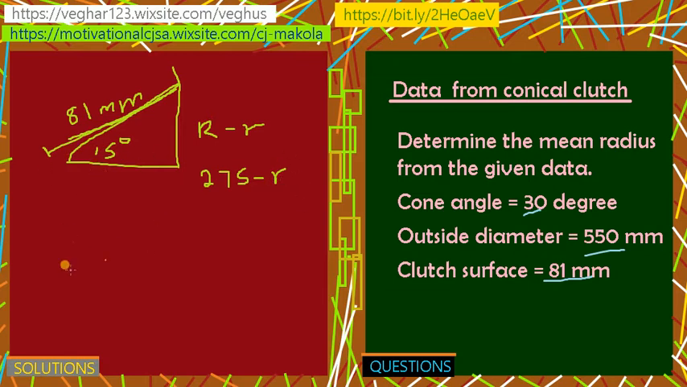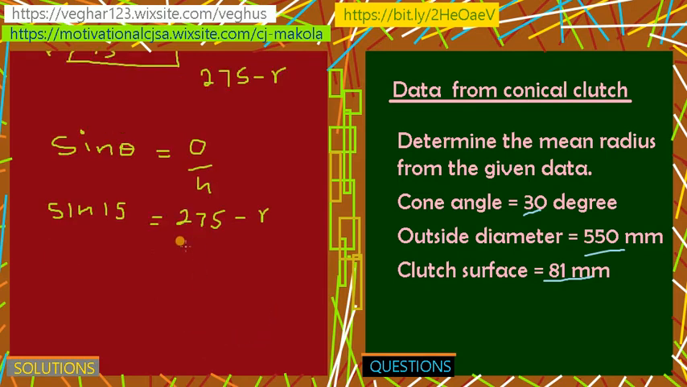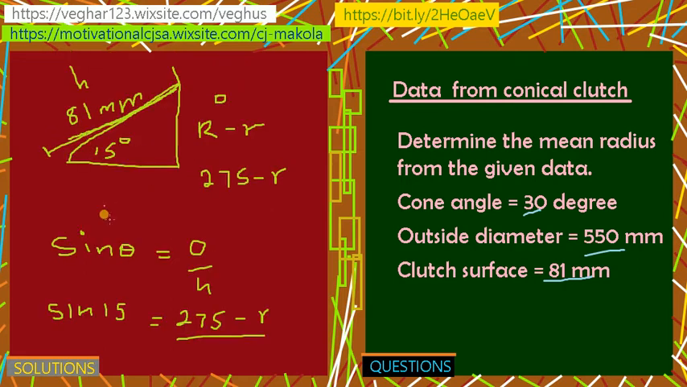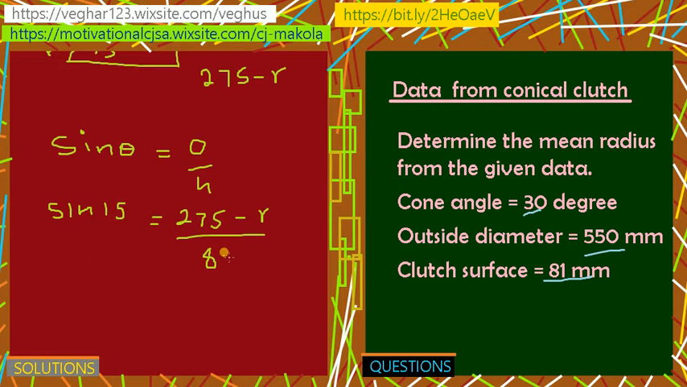So we have an angle, so we can use sine, because this is the hypotenuse and this is the opposite. So we have fewer unknowns here. Sine theta equals opposite over hypotenuse. So sine of 15 degrees equals our opposite, which is 275 minus r, divided by the hypotenuse, which is 81. So we are looking for this one.